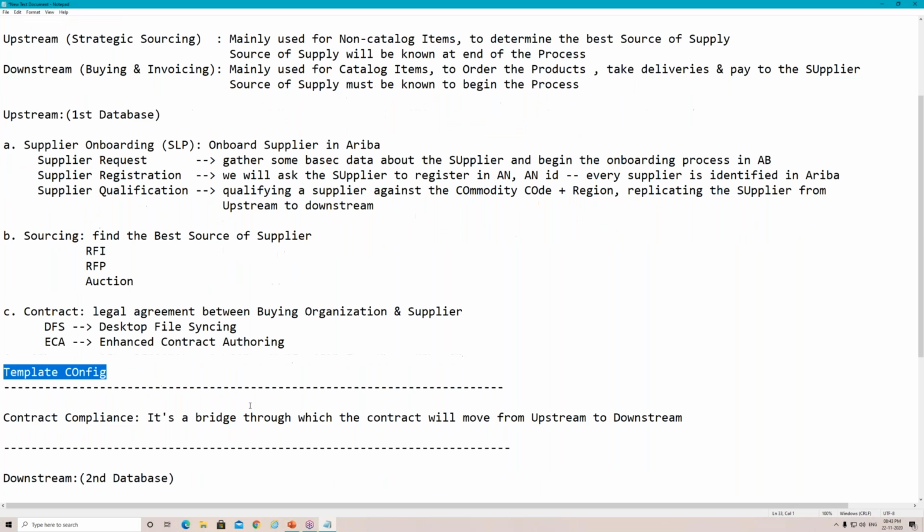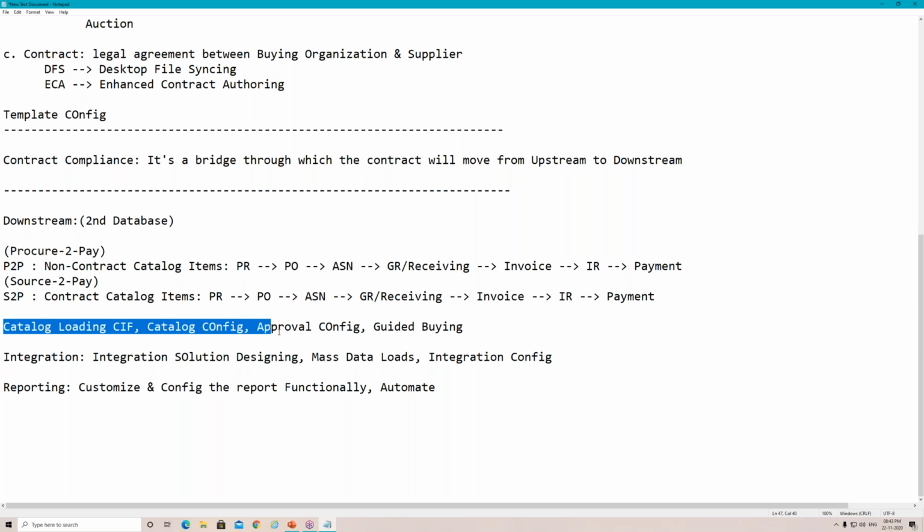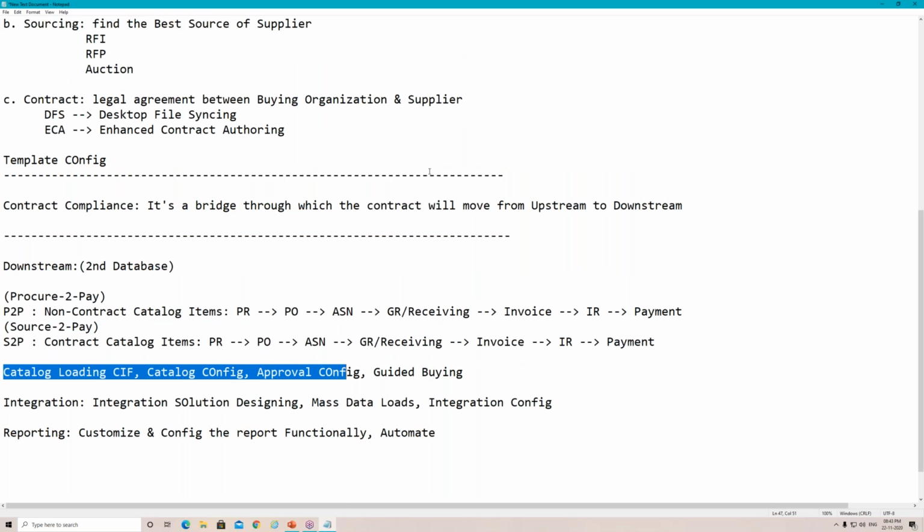Okay. Similarly, this particular thing, catalogs loading, catalog configuration, approval configuration, all those things you will be getting access to.